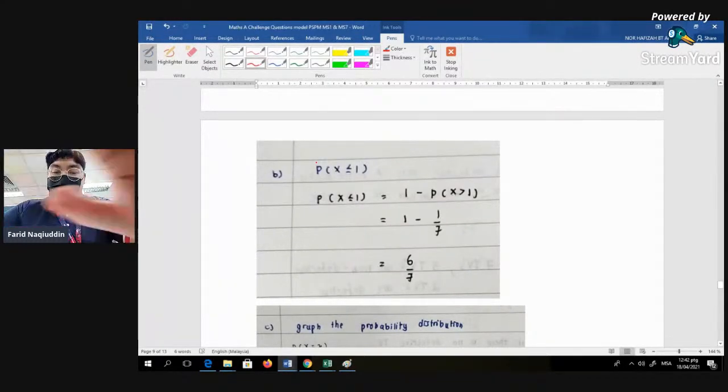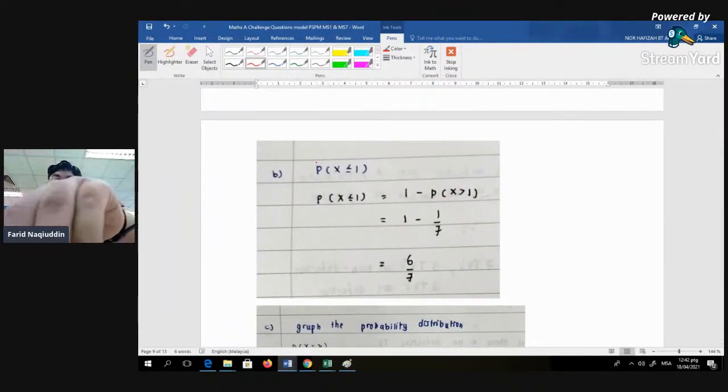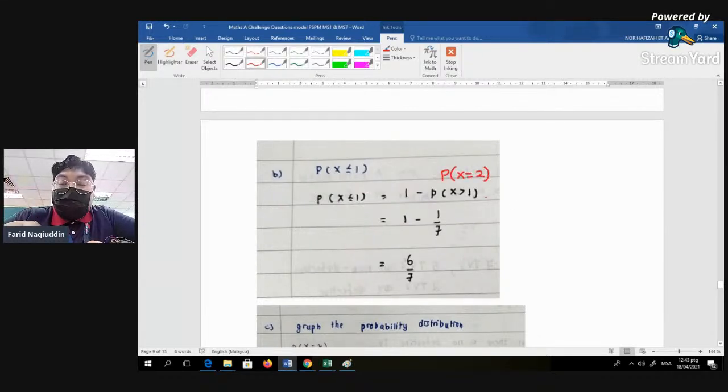So for question B, I also use another method than Nabila, which is probability X less than or equal to 1. So I use 1 minus the probability X more than 1, which is X equals to 2. When the probability X equals to 2, the answer is 1/7. So 1 minus 1/7, we get 6/7. So the answer is 6/7.